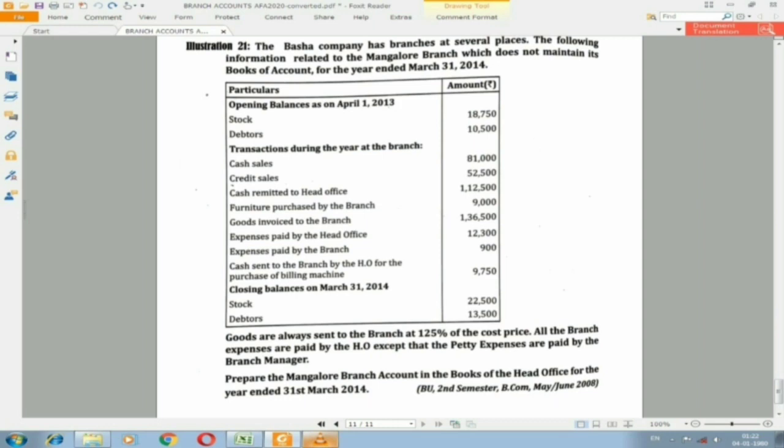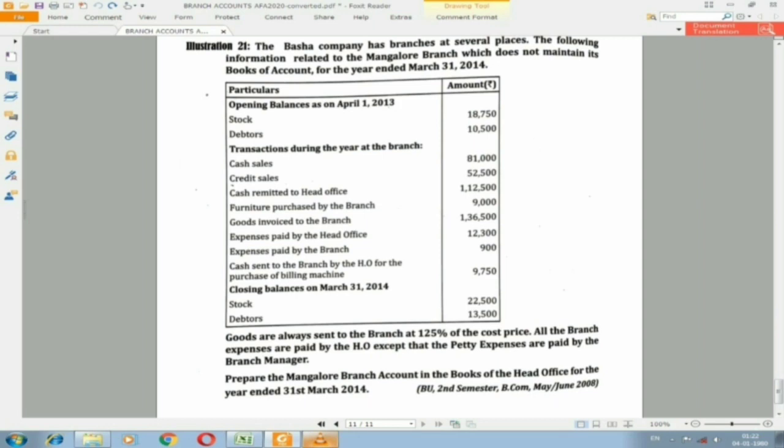Then all the branch expenses are paid by the head office, except the petty expenses, which are paid by the branch manager. Here the petty expenses are not paid by the head office. That is the reason we are supposed to calculate petty cash in a separate working. Then prepare the Mangalore branch account in the books of head office for the year ending 31st March 2014. Let us start by preparing memorandum of debtors account.